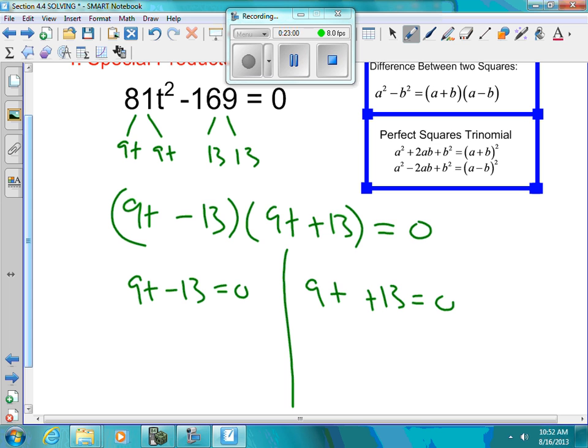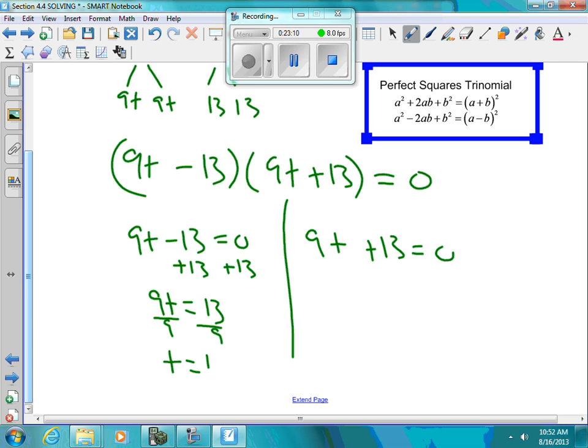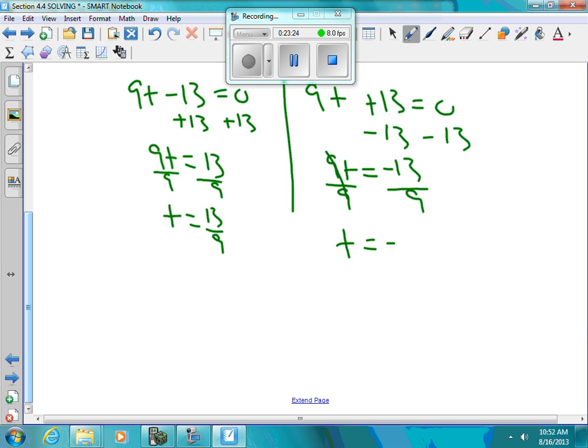I solved each of these two-step equations. Divide by 9. So I get t is positive 13/9. Put it in your calculator. It will not reduce. 13 is a prime number. But if you don't believe me, practice it anyways. That's good for you to practice reducing fractions on your calculator. So 13/9 and negative 13/9.